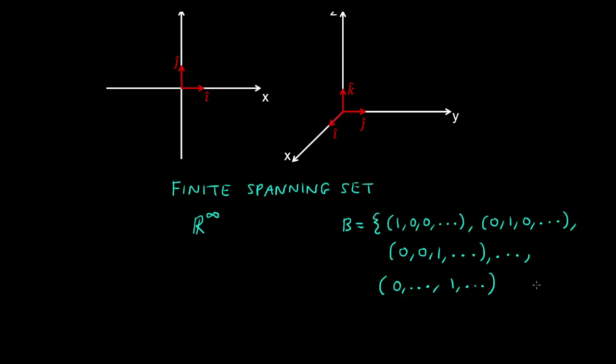And this has to be a finite spanning set. So we have a finite number of vectors. And therefore this finite set of vectors in R infinity cannot be used to represent every vector in this vector space. So therefore this vector space has no basis, because that is a finite spanning set, which can't represent a vector with infinitely many components.